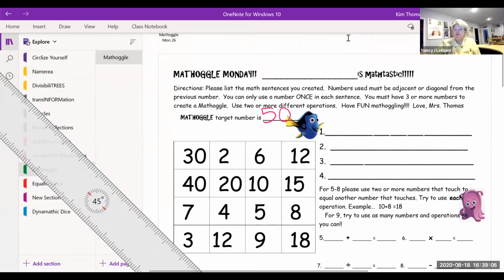Well, Kim, you can connect Teams to OneNote as well, right? And OneNote's kind of like a Google Doc. Yes. There could even be multiple people sharing. Yes, yes. So that works out very well. So there's our Mathoggle Monday.